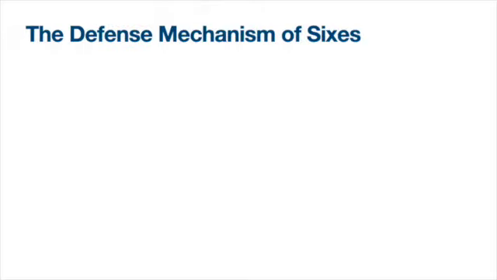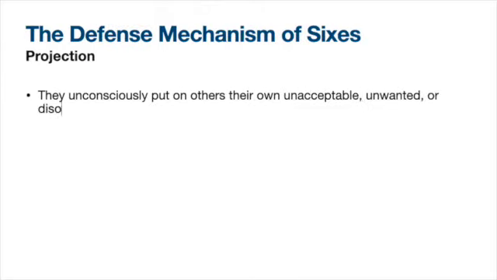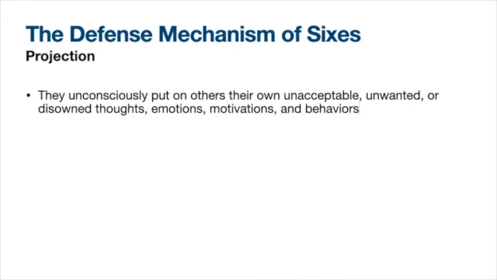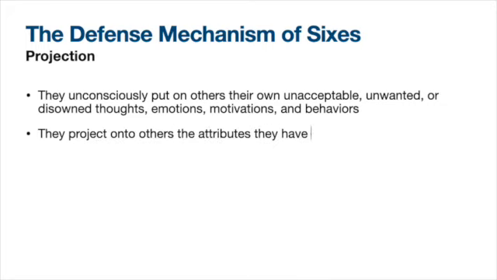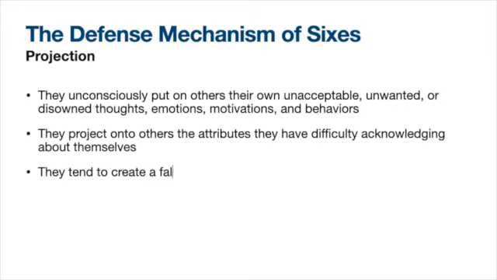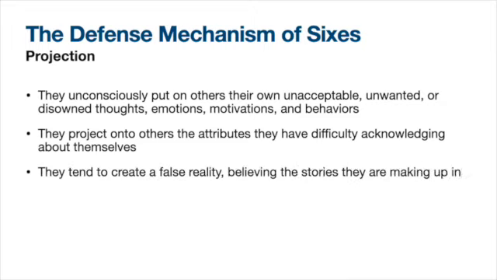The defense mechanism of 6s: projection. They unconsciously put on others their own unacceptable, unwanted, or disowned thoughts, emotions, motivations, and behaviors. They project onto others the attributes they have difficulty acknowledging about themselves. They tend to create a false reality, believing the stories they are making up in their minds, whether positive or negative. The sin or passion is fear.